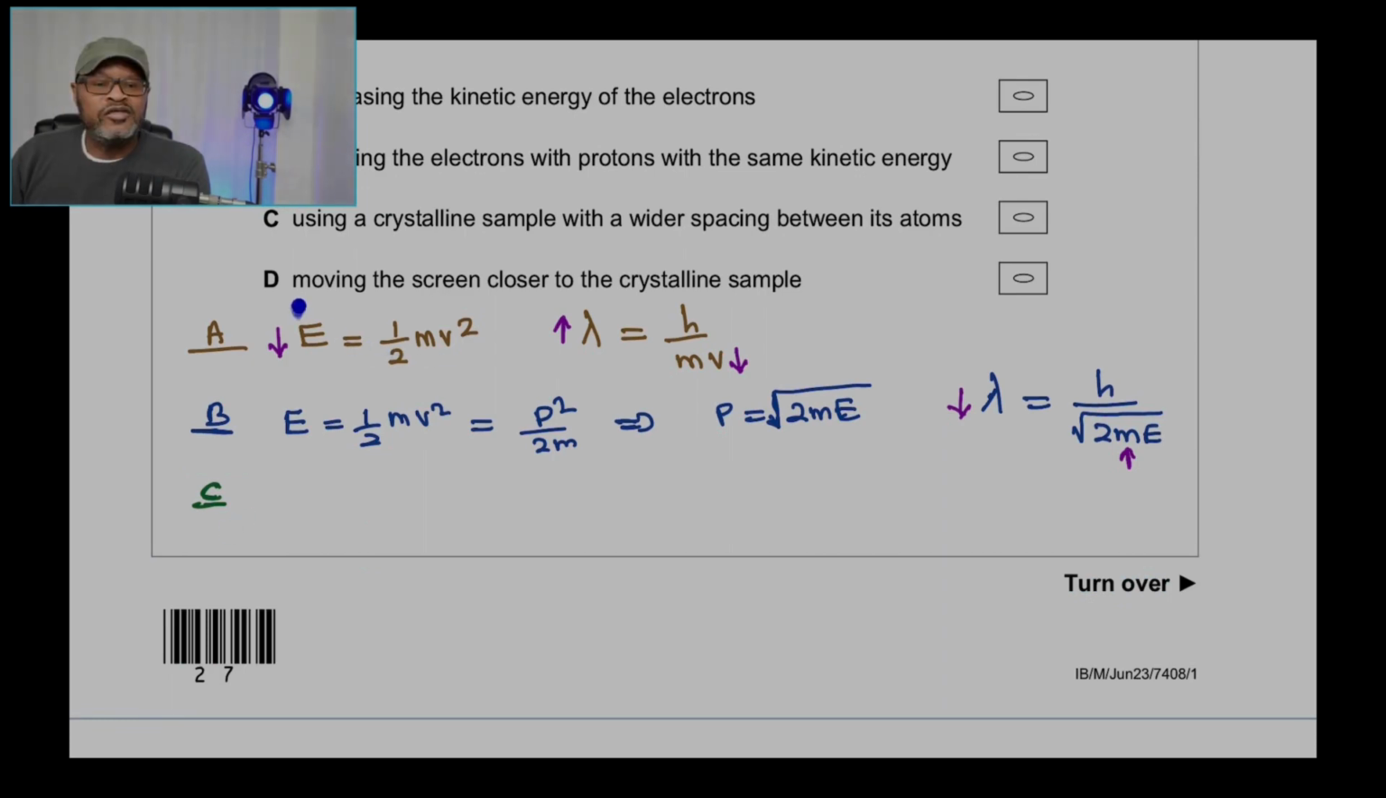For C, using a crystalline sample with a wider spacing between its atoms, so we're looking at diffraction here and making d the subject. When d goes up, the angle goes down.